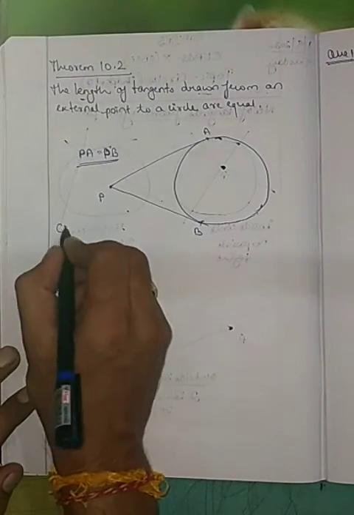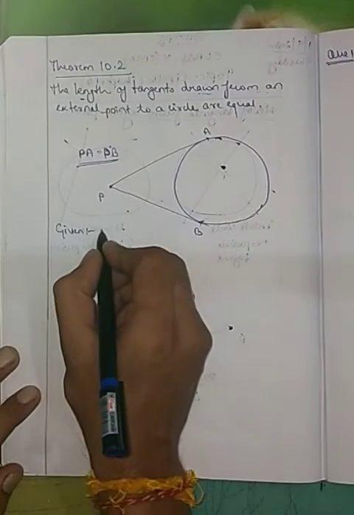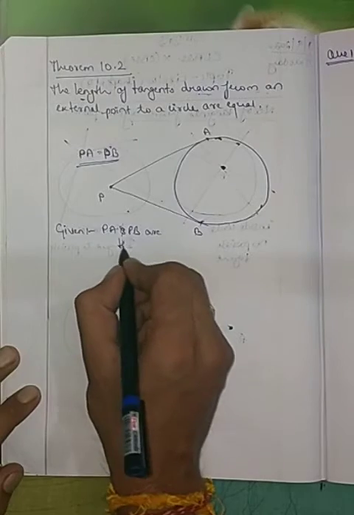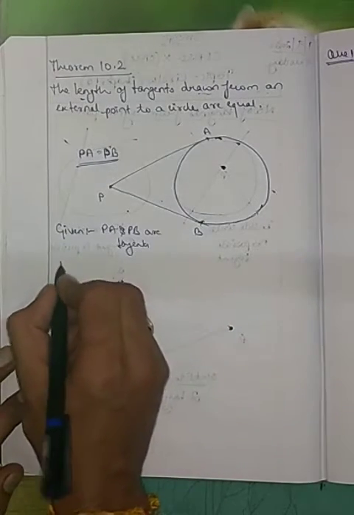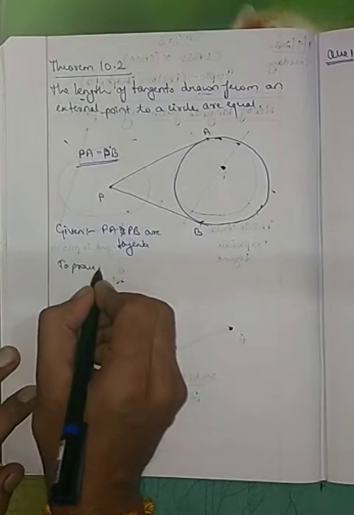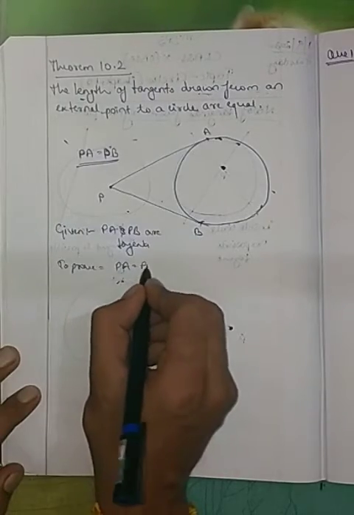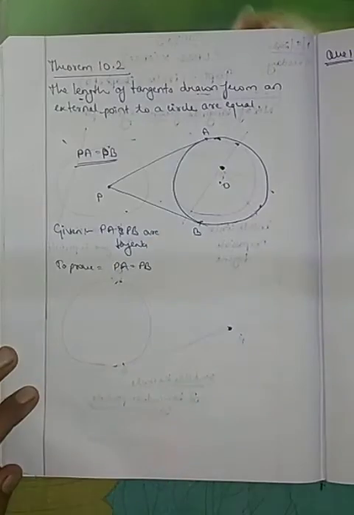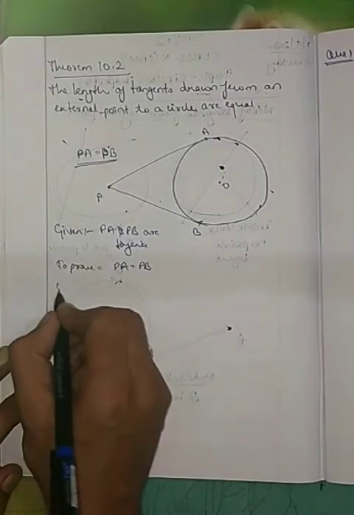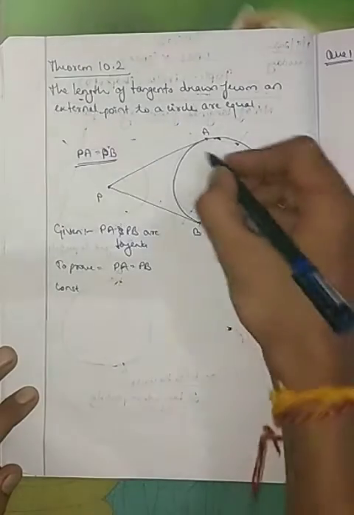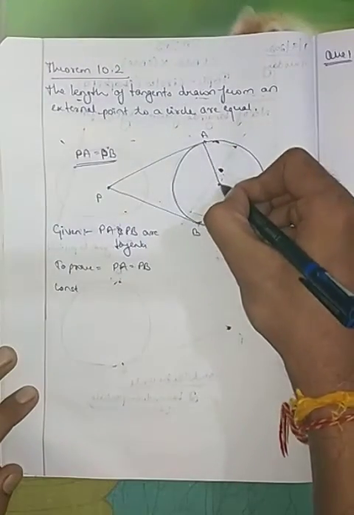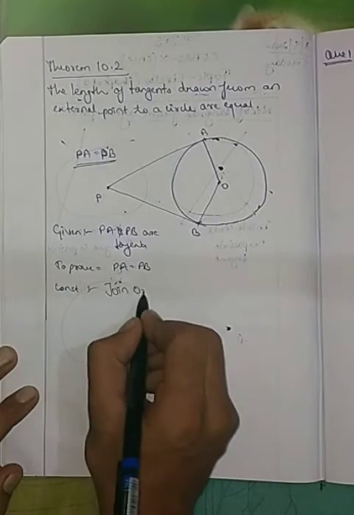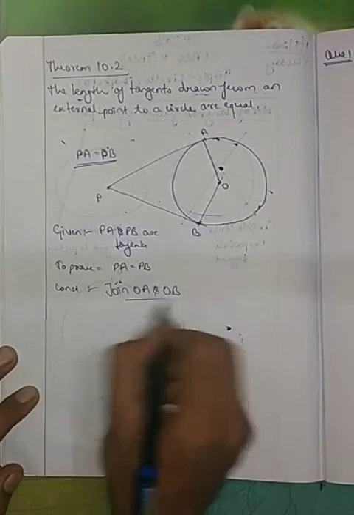We will start with the given part. What is given to us? PA and PB are tangents. To prove: PA is equal to PB. Yesterday I told you, whenever you have tangents, mark the center and join the point of contact with the center. So the construction will be: join OA and OB.